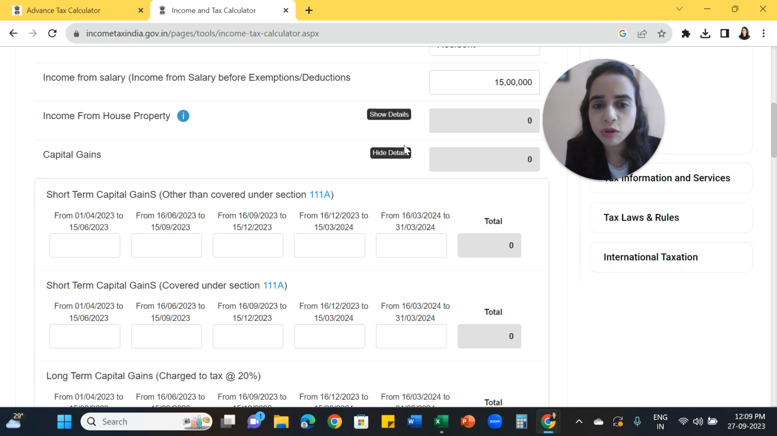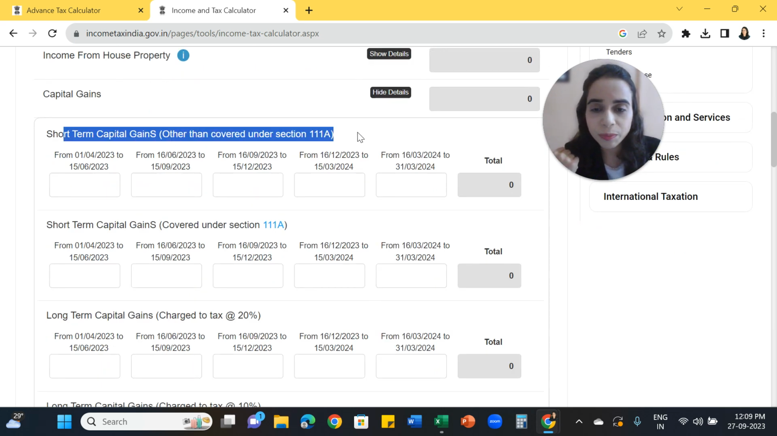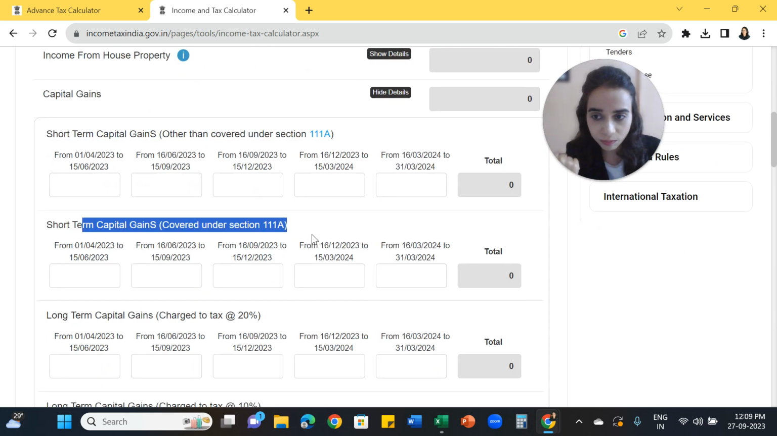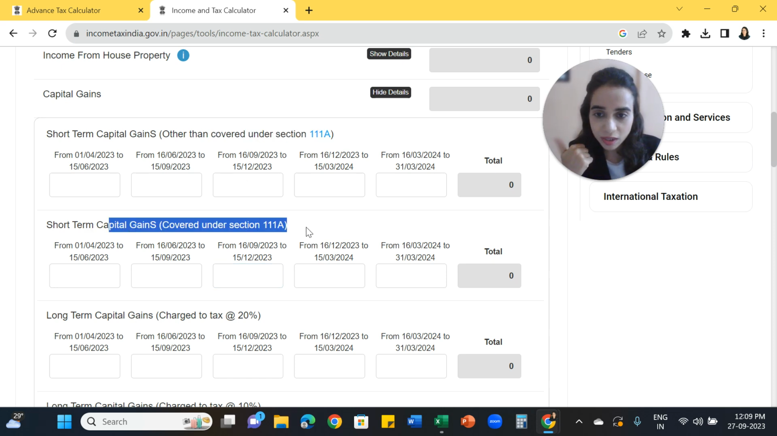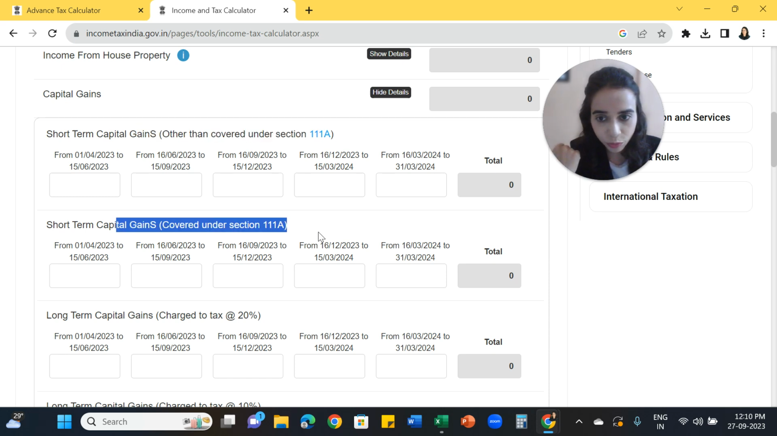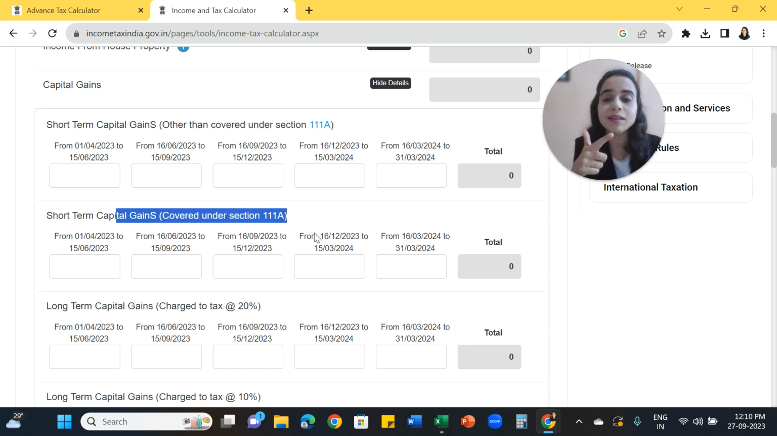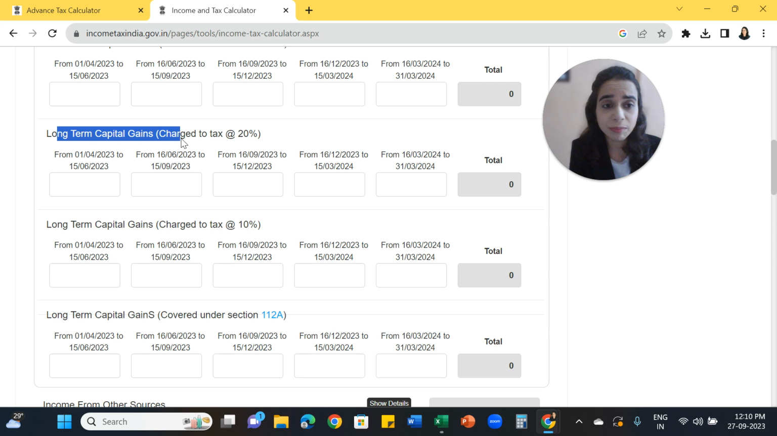Let's say capital gains also we can take. So this is short-term capital gain 111A, which is 15%. All right, this is other than 111A. This is covered under 111A. So if you put some figures here, it will be calculated at slab rate. If you put here under 111A, it will be calculated at 15%. This is long-term capital gain, like if you have sold immovable property or something held for more than 2 years, so they are charged at 20%.